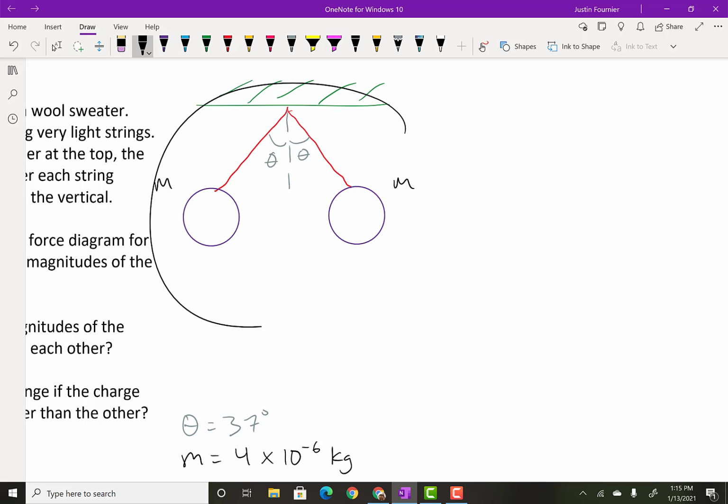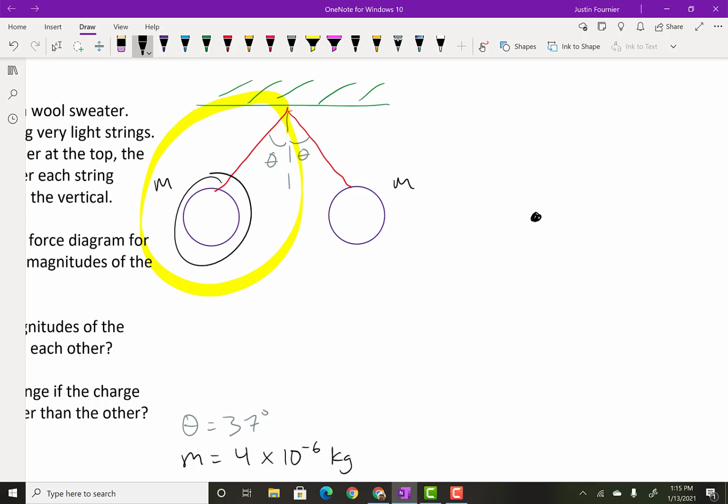I just drew kind of an idea of what is going on here. I'm going to draw a force diagram for just one of these, and I'll draw it off over here. So I'm just going to do this one right here. The balloon is the dot, so the balloon right there.